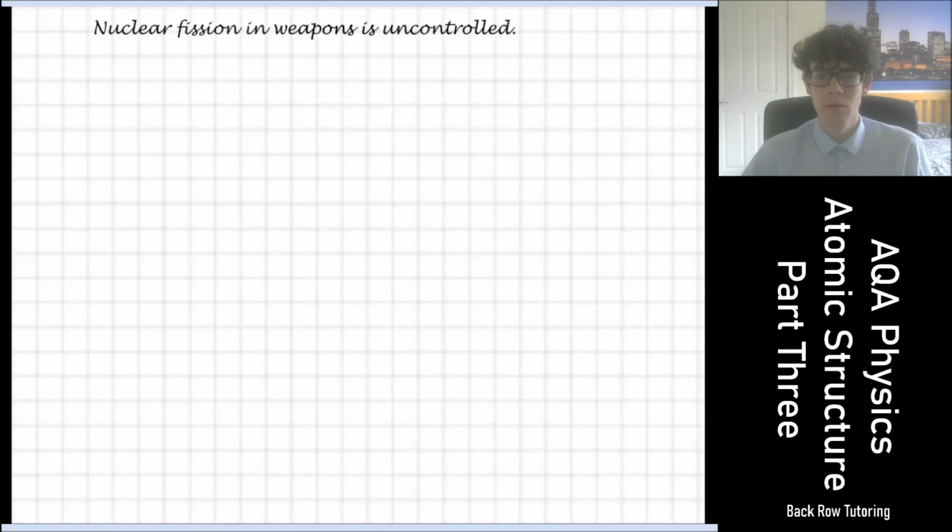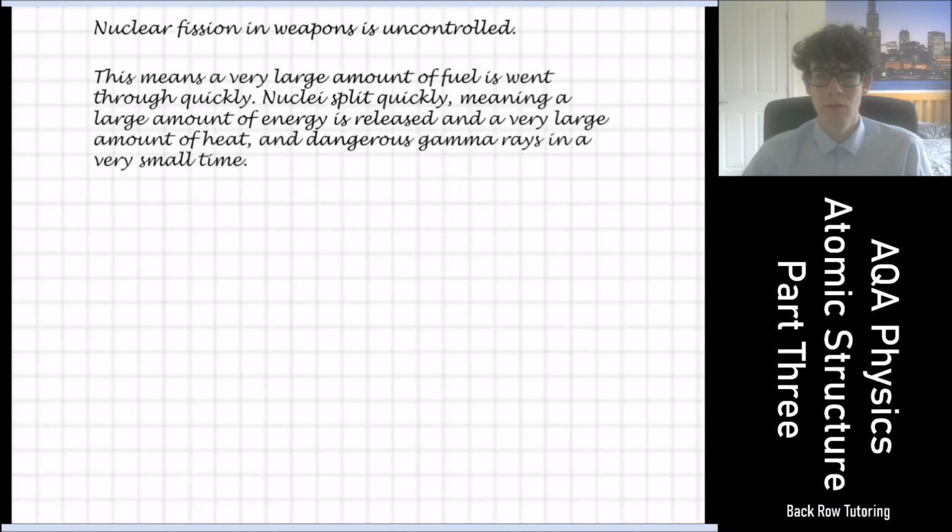Nuclear fission in weapons is uncontrolled. This means a very large amount of fuel is went through quickly. Nuclei split quickly, meaning a large amount of energy is released, a very large amount of heat, and dangerous gamma rays are all released in a very small time.